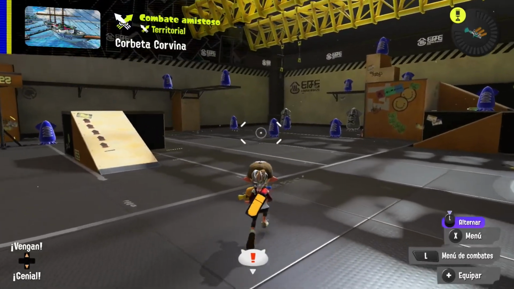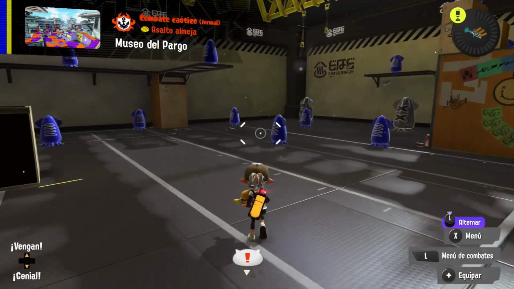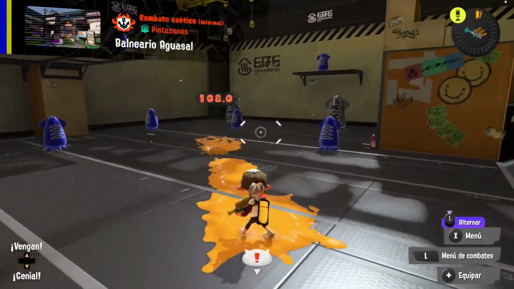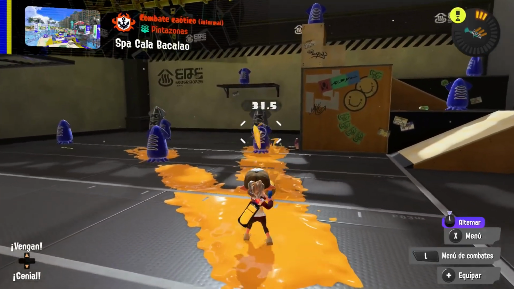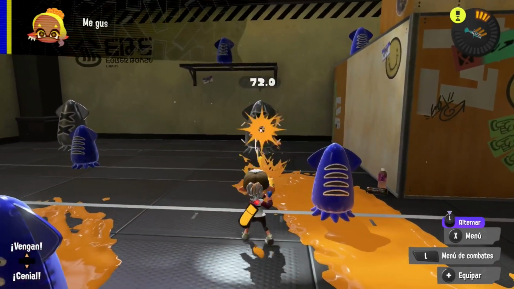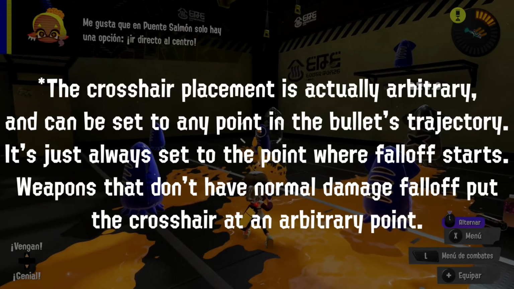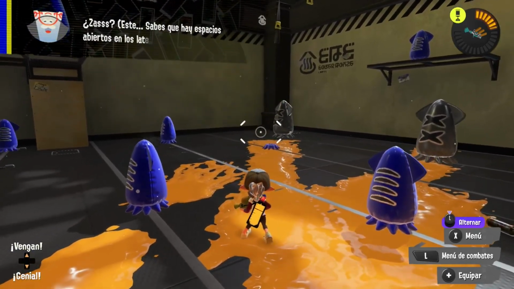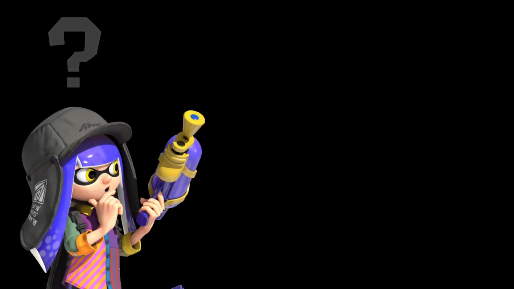Now, these arcs are cool and all, but if you've played a lot of Splatoon, there's probably a few burning questions in your head right now, mainly wondering how damage factors into all of this. You see, the crosshair is placed at a point in the trajectory where your projectiles will do maximum damage, asterisk, and anything after this point suffers damage falloff. So where exactly is this point?